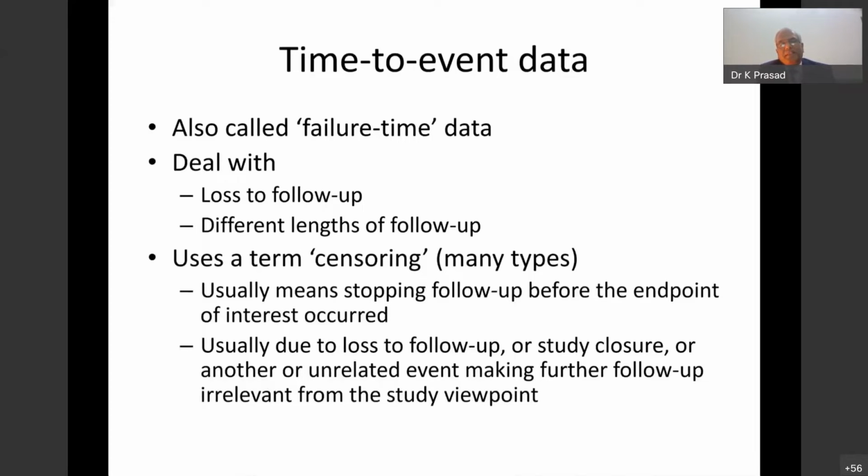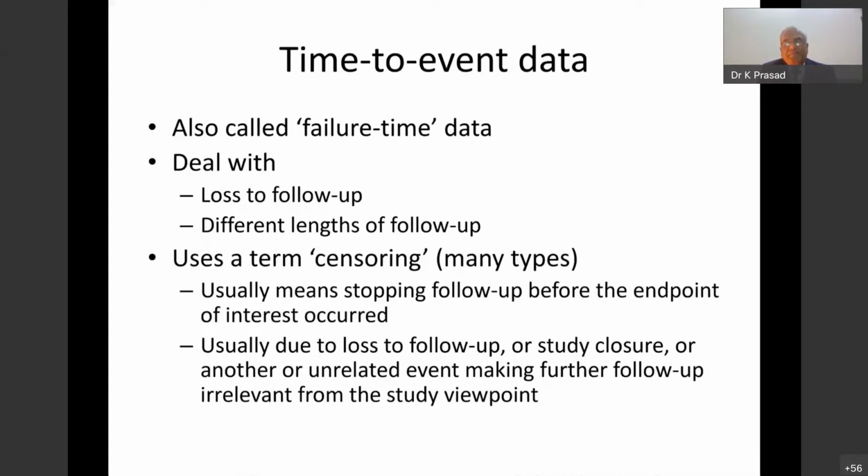Now we come to the term censoring. Now, censoring has many types. One, of course, I have already said that whenever you stop following up anybody before the end point of interest occurs, that is called censoring. Usually it is because of study loss to follow up. Patients stop coming or stop picking up your phone, or they change their phone, or they are not contactable, they don't come for follow up visits, or the study closes. I've already said that if study closes, that is also a type of loss to follow up or censoring.